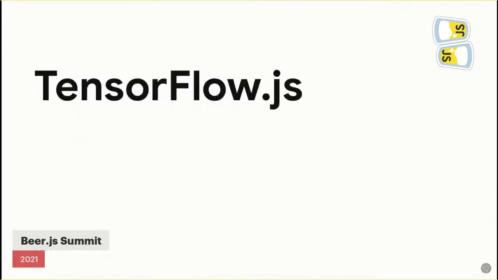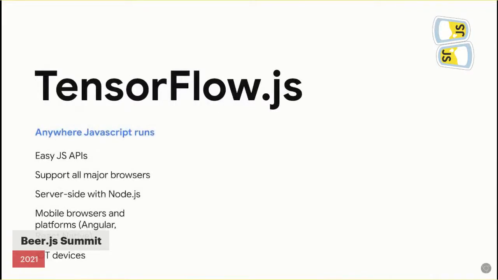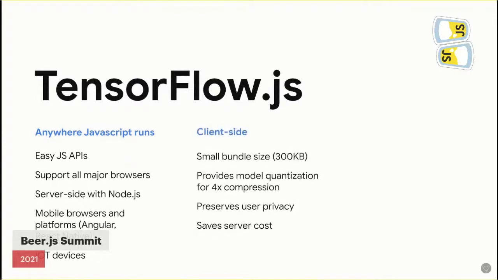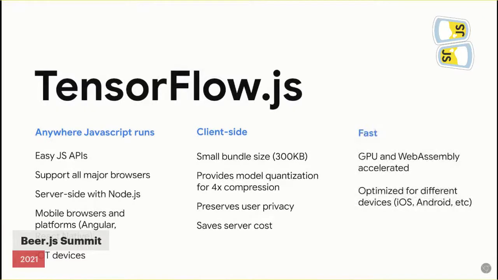Now, why use Tfjs? Tfjs works in any JavaScript environment, whether it be browsers, server-side with Node.js, mobile devices, or IoT. Tfjs is optimized for client-side inference. It has small bundle sizes that are lightweight, and it also supports model quantization, which can reduce model size by up to 4x. There are many benefits to client-side inference. It preserves both user privacy and server cost. Finally, Tfjs is fast. It can use client-side acceleration such as GPUs or WebAssembly to speed up inference, and it is specifically optimized for a variety of devices, including iOS and Android.